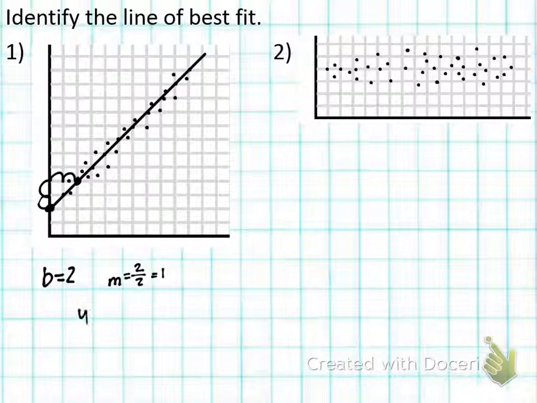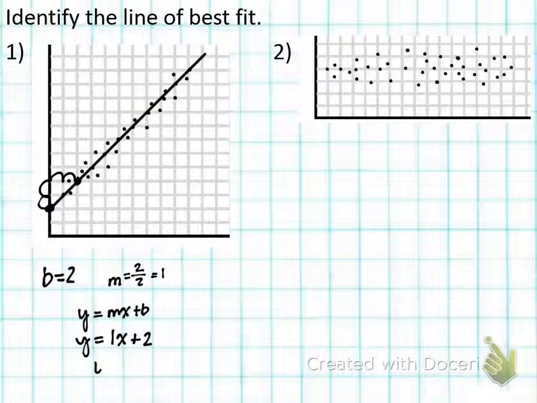So if we plug it into our equation, y is equal to mx plus b, it's going to be y is equal to 1x plus 2, or just y is equal to x plus 2. So this line represents what's happening in the graph. For every point that you're going forward, you're moving up 1 also. So that's how you do number 1.